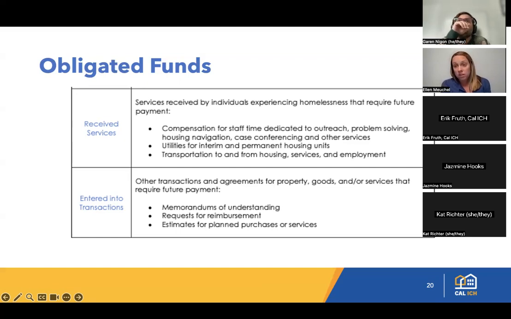If you have specific questions about funding or expenditure mechanisms that you're using, and you want to see if that fits within an obligated definition, you are welcome to reach out to us. We are able to provide one-on-one support as needed as well. So we'll continue to work with you all on these things.